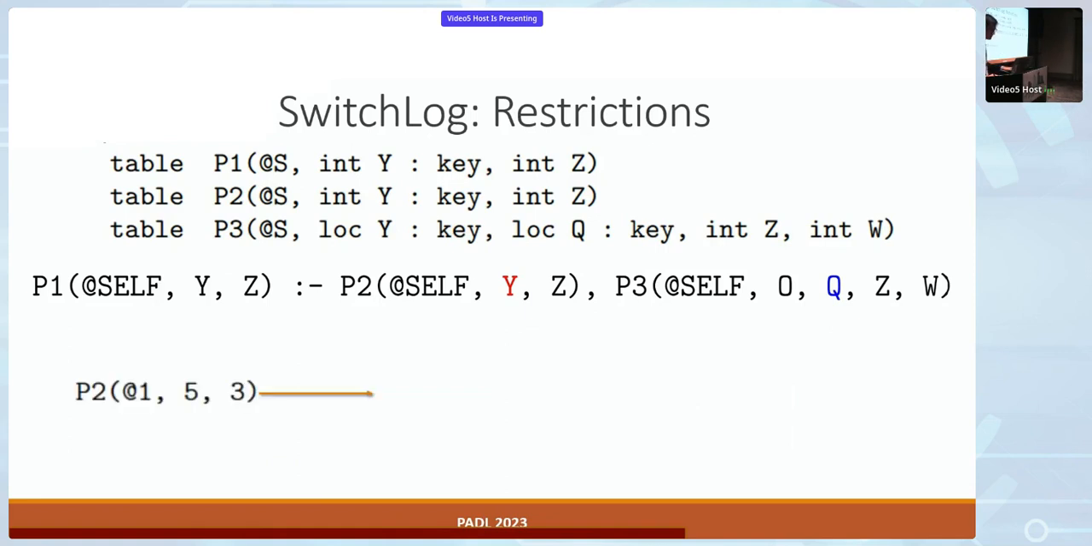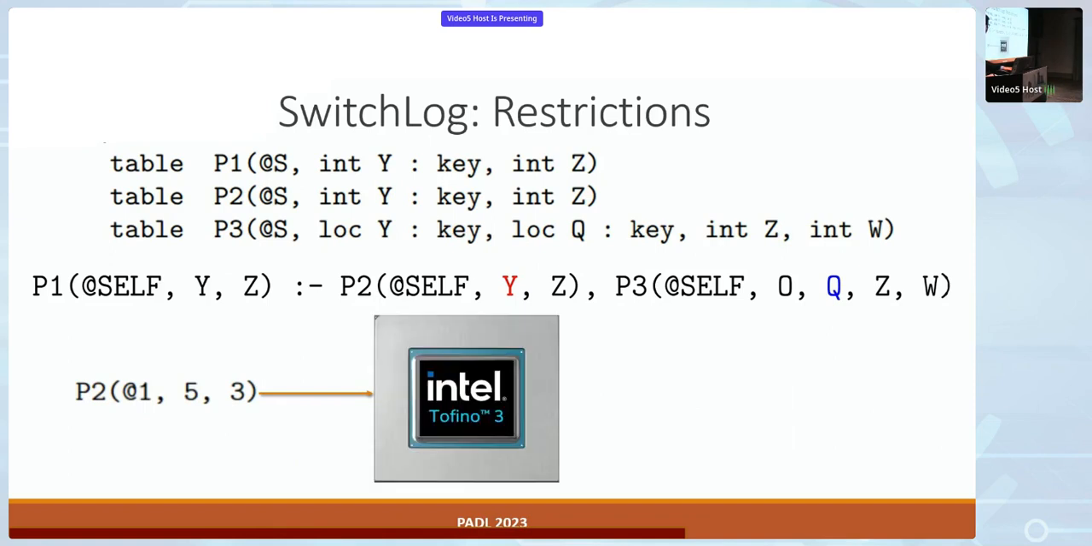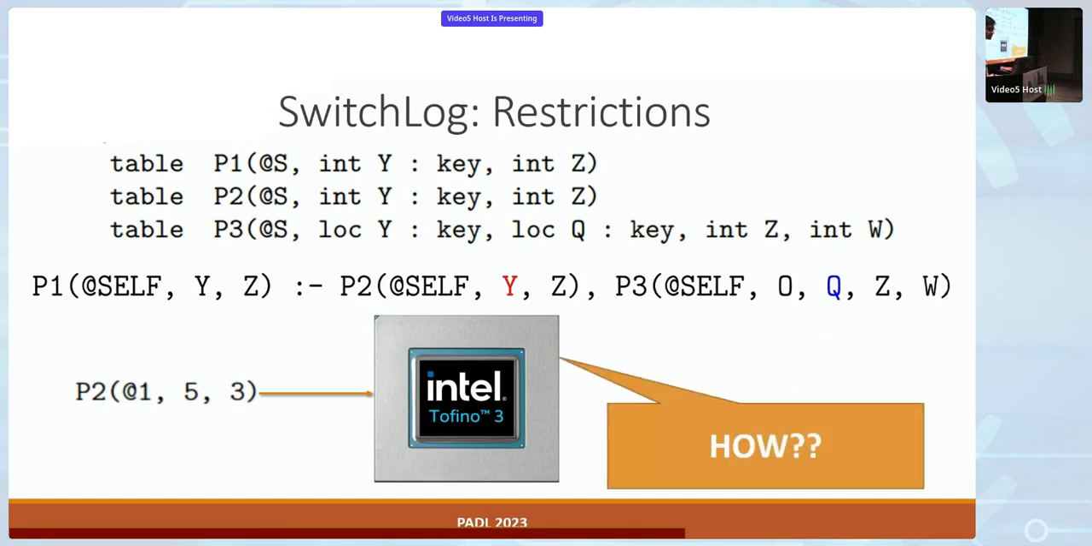And let's say we get an instance of P2. So we have P2 at 153, that's at our switch, and we want to evaluate this rule. So we need to check if P3 self O Q Z W is true. But notice that we don't know the keys of P3. We don't know O and Q. So without iteration, how do you actually go about checking the truth value of this predicate? Well, the answer is there really isn't a good way.